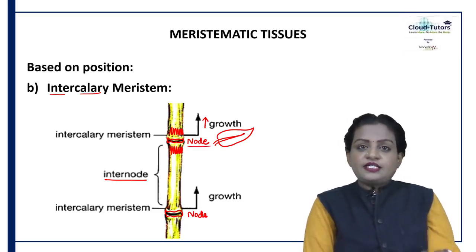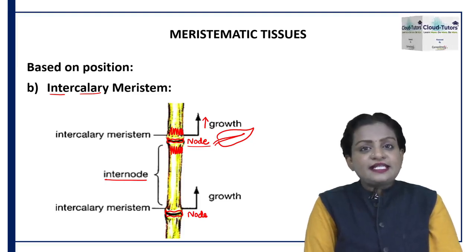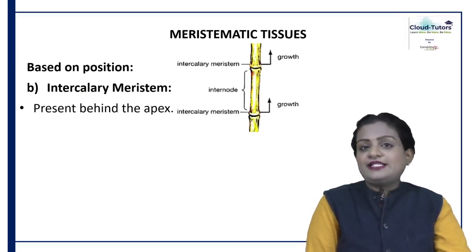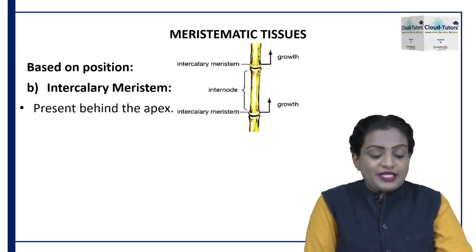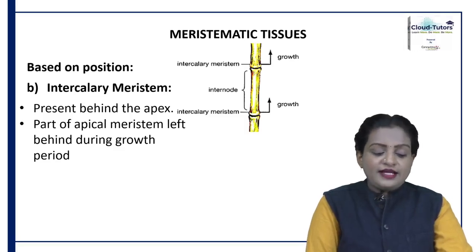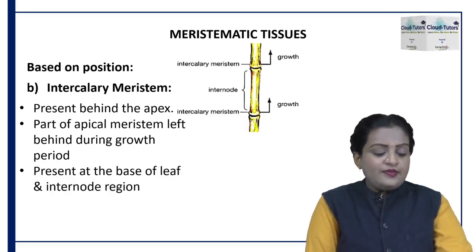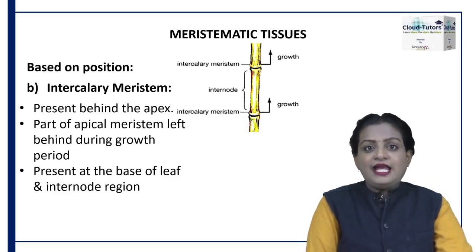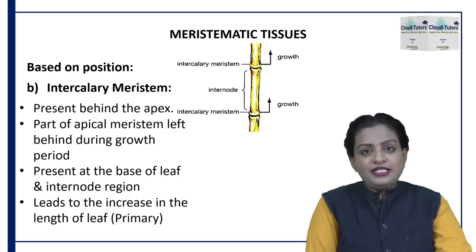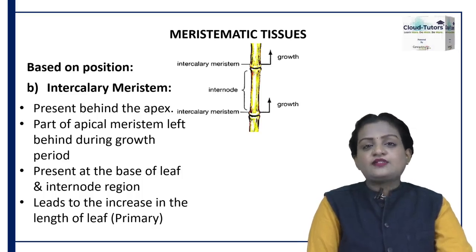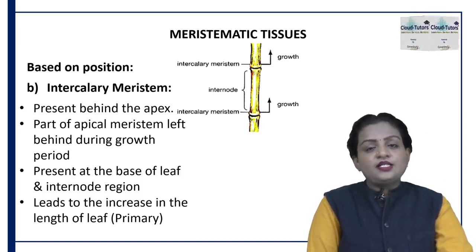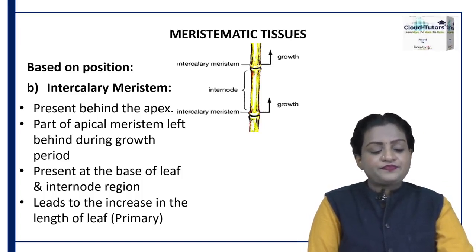So this particular region is called as intercalary. So intercalary meristem is present on either side of the node. So present behind the apex, part of apical meristem left behind during growth period, present at the base of leaf and internode region, leads to increase in the length of the leaf. So this intercalary meristem along with apical meristem increases the primary growth of the plant.